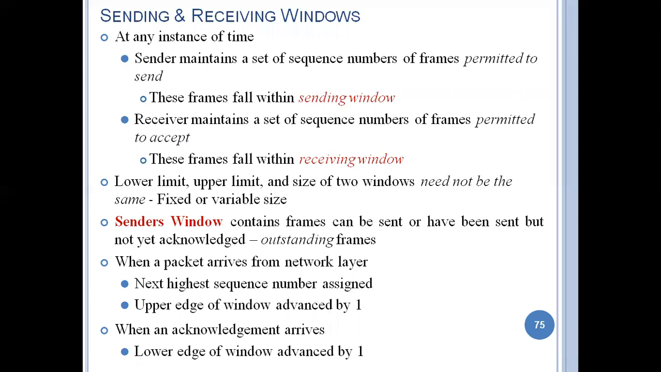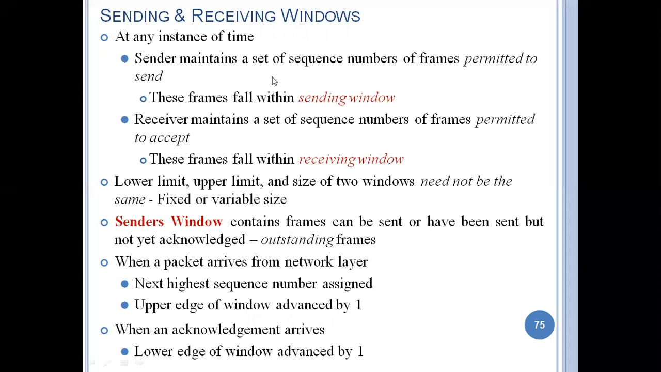At any instance of time, the sender maintains a set of sequence numbers of frames permitted to send. These frames fall within the sending window. The receiver maintains a set of sequence numbers of frames permitted to accept. These frames fall within the receiver window. Please note down this point. So how are the sending and receiving windows running.